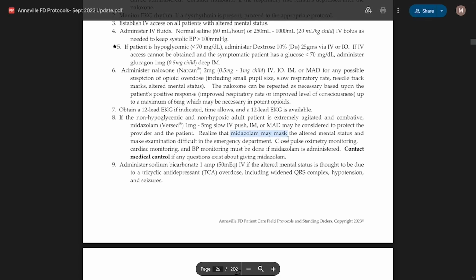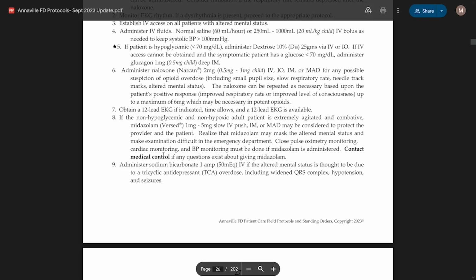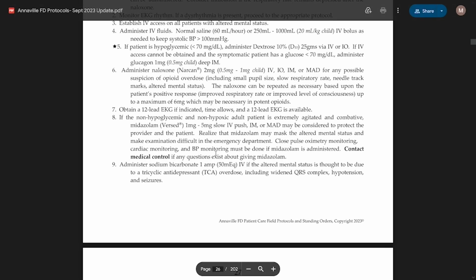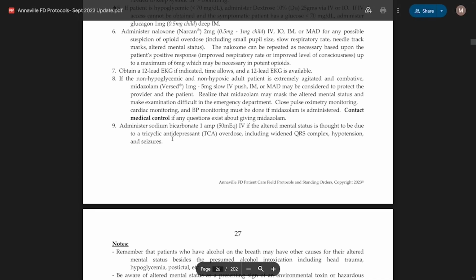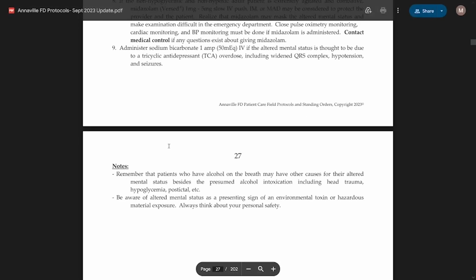Realize that midazolam may mask the altered mental status examination, so we want to be very careful whenever we decide to use this. Check closely the pulse oximetry, monitor their EKG, and measure their blood pressure multiple times before and after you administer midazolam. Contact medical control if you have any questions about whether you should administer this or not. Consider administering sodium bicarbonate if the altered mental status is due to tricyclic antidepressant or TCA overdose, including a widened QRS complex, hypotension, and seizures.